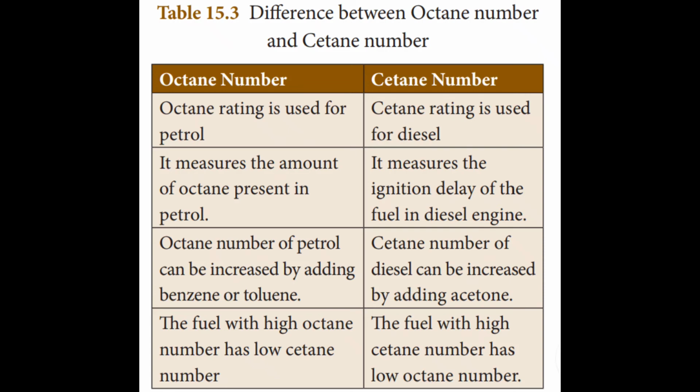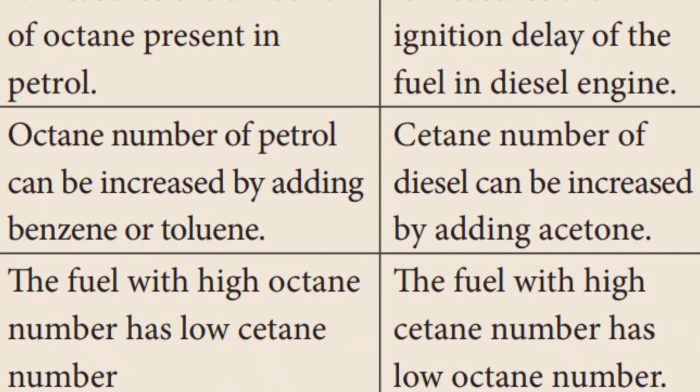Third point, the octane number of petrol can be increased by adding benzene or toluene. Here, the cetane number of diesel can be increased by adding acetone. The last point, the fuel with high octane number has low cetane number. The fuel with high cetane number has low octane number.